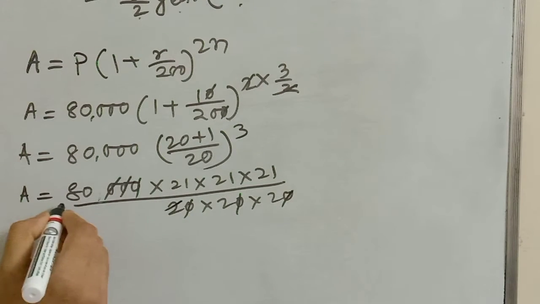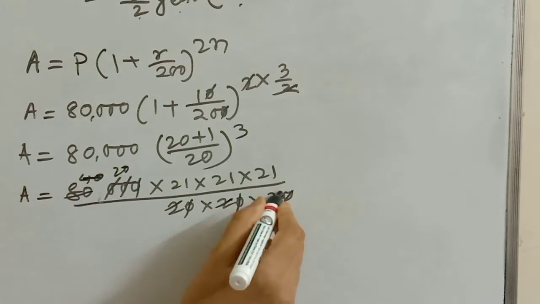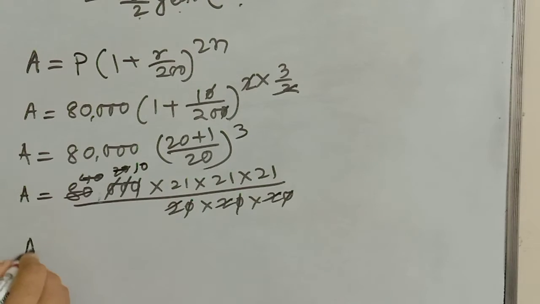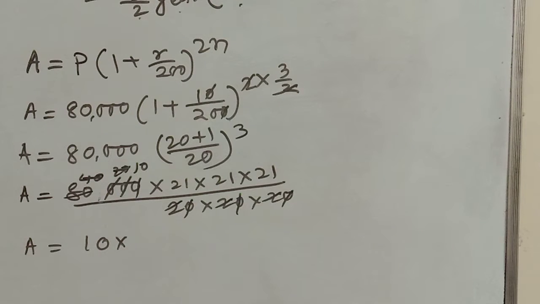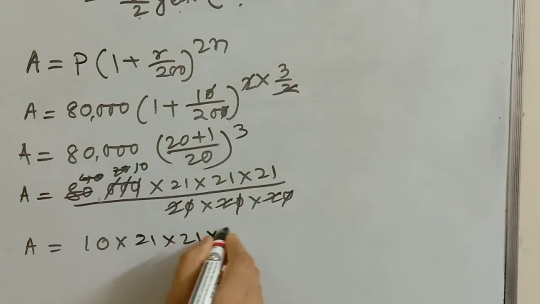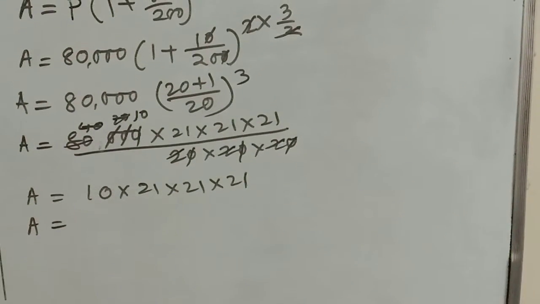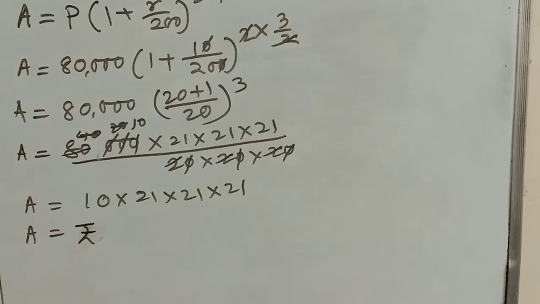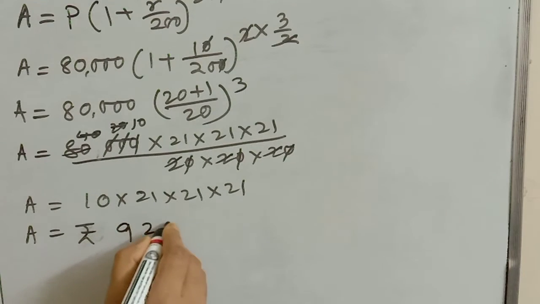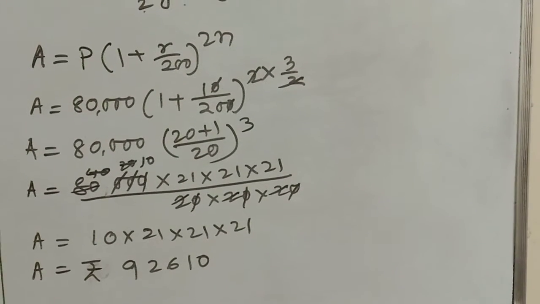Now cancel these, 240, 220, 210. Now the amount is equal to 10 into 21 into 21 into 21. It will be multiplied afterwards, 21 into 21 into 21. The whole result, if you multiply, you can see that rupees 92,610. Now you can see that you have to find the difference in amounts.